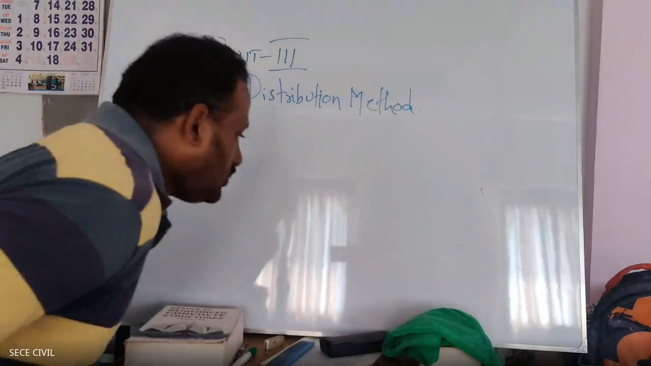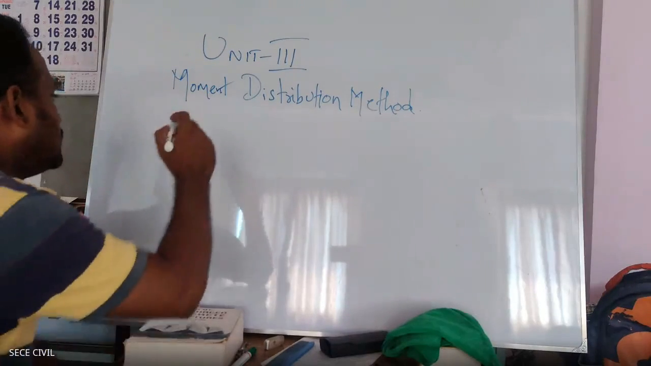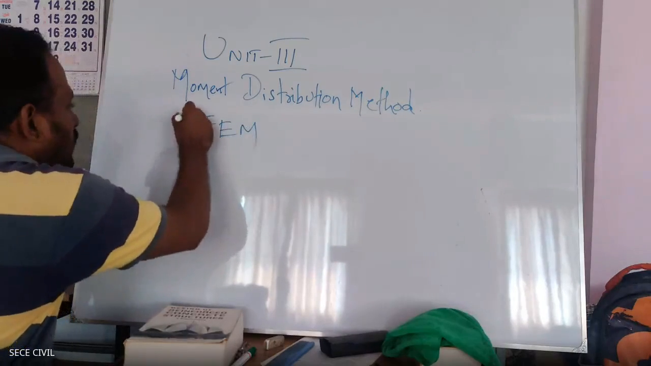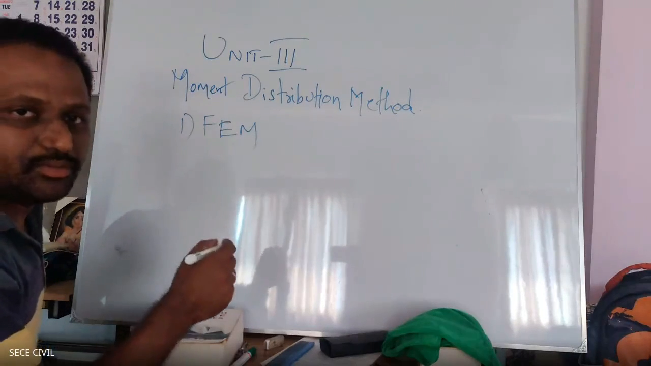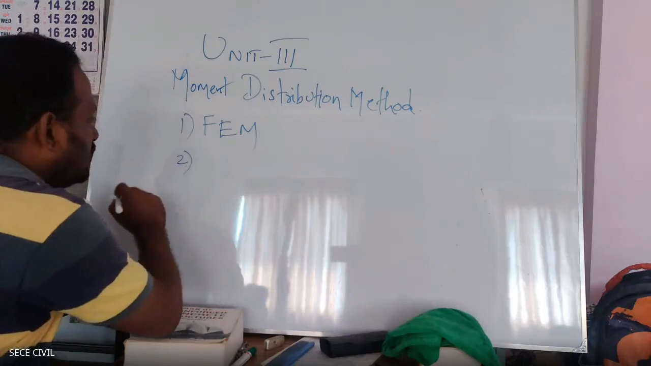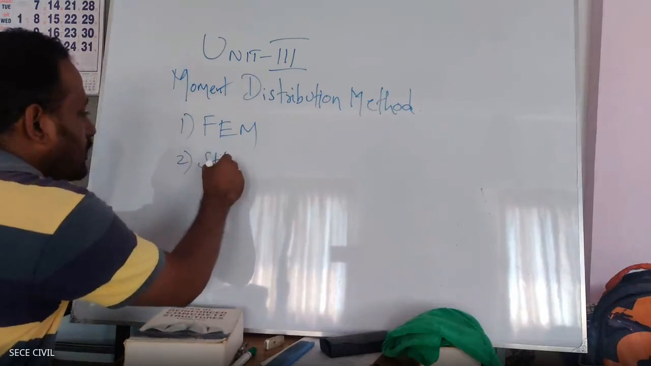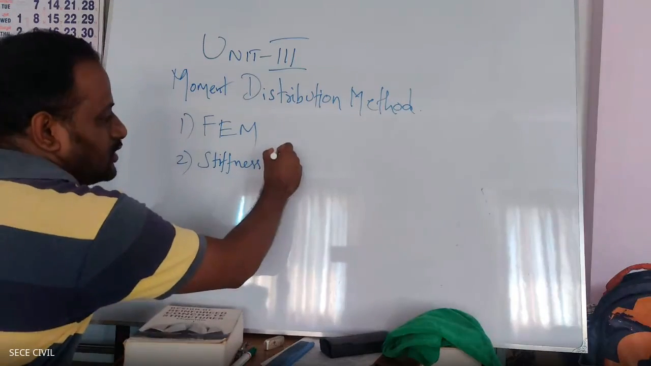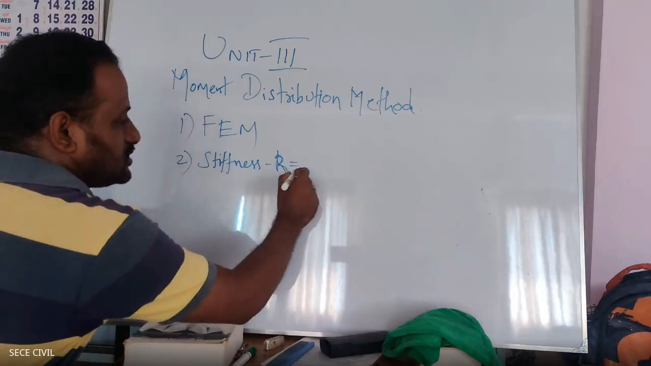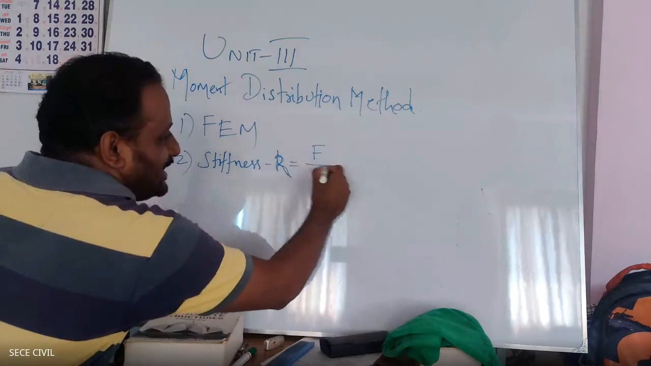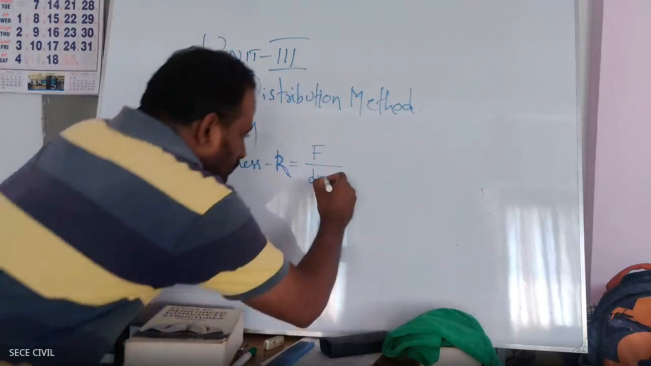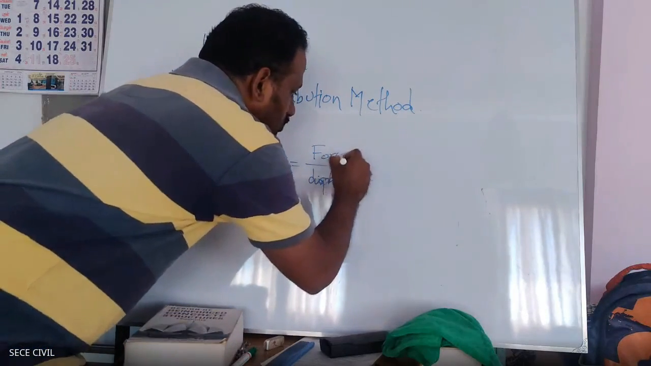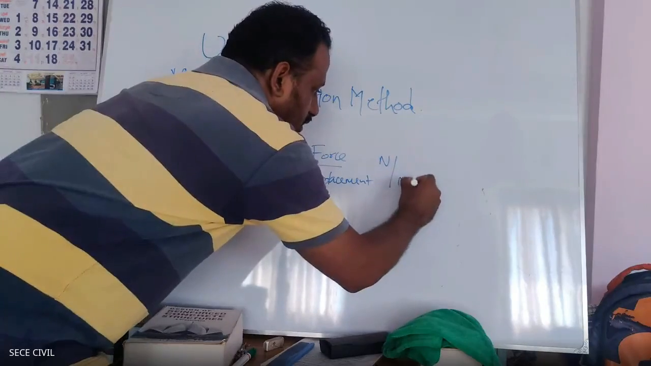In the last class we started four terms. The first one is fixed end moment. The moment at the fixed end of the support is termed as the fixed end moment. Then we saw stiffness. Stiffness is going to be small k. Stiffness is equal to force by displacement. The unit for stiffness is Newton per mm.